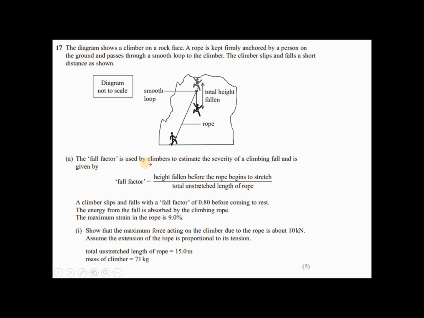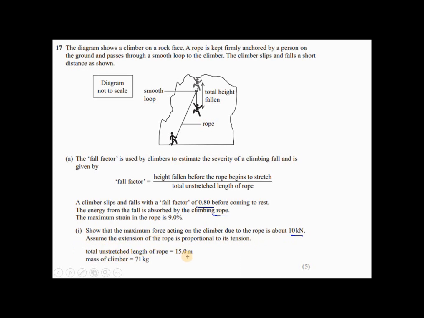The fall factor is used by climbers to estimate the severity of a climbing fall and is given by: fall factor is equal to the height fallen before the rope begins to stretch divided by the total unstretched length of the rope. A climber slips and falls with a fall factor of 0.8 before coming to rest. The energy from the fall is absorbed by the climbing rope. The maximum strain in the rope is 9%. Show that the maximum force acting on the climber due to the rope is about 10,000 Newton. Assume the extension of the rope is proportional to its tension.